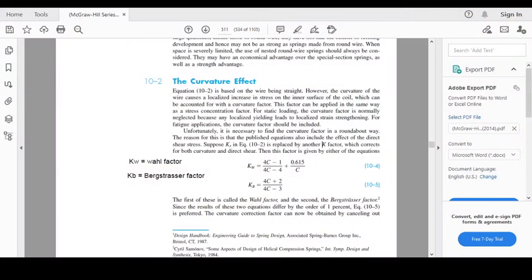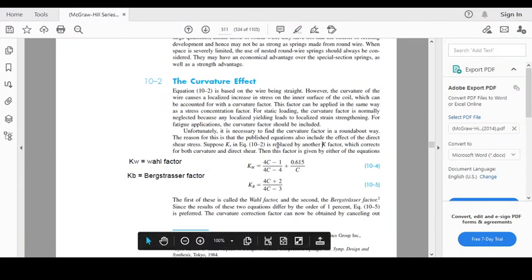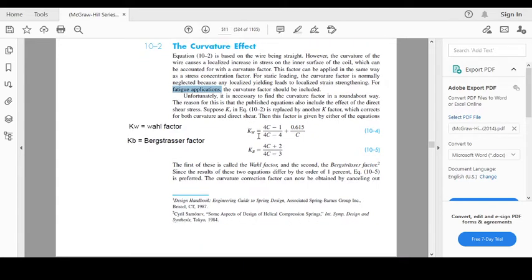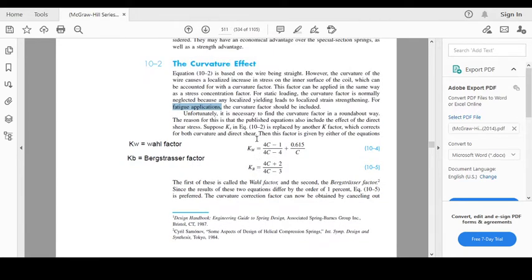But for fatigue, this curvature factor must be included. What is meant by fatigue? It means that if that spring is designed for a longer period of time, for example for any part of your car, the car operates for hundreds of thousands of kilometers, so it is expected to have infinite life. That's why fatigue applications must be considered for the car, so that the car can have a longer lifetime.